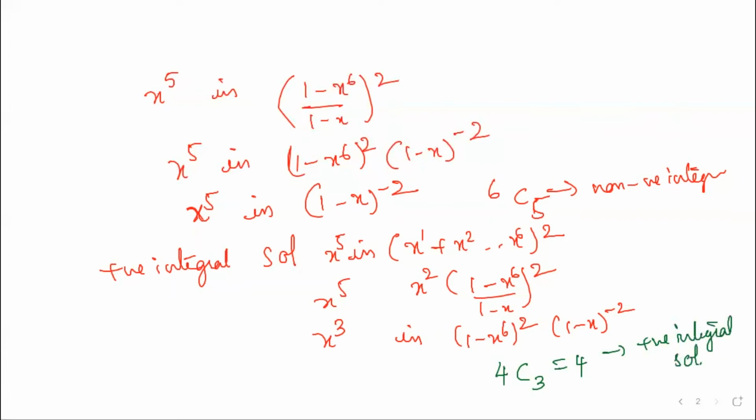So this is the straight application of finding the non-negative and positive integral solutions using the coefficient method. But let me tell you, when there is a restriction at the lower end and at the upper end, let's say 3 dice are thrown.